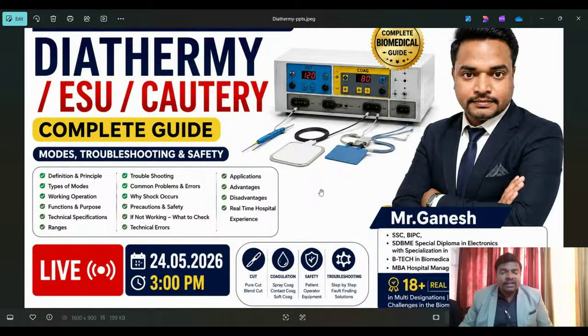See, when I'm talking in front of the camera, it is only information based on real-time practical and technical guide experience. Even after you get the experience, you may not get this type of information in your hospital area. Today I come here because I have crossed all the designations, and I have completed SSC, BiPC, a special diploma in electronics and biomedical, BTech in biomedical engineering, and MBA in hospital equipment manufacturing. So all these things I have done.